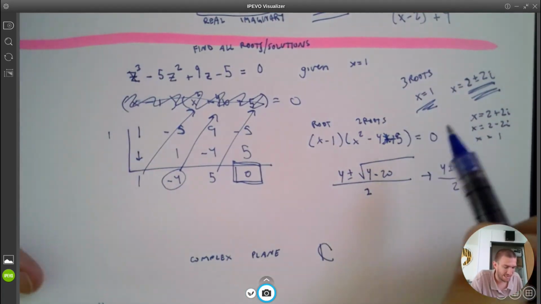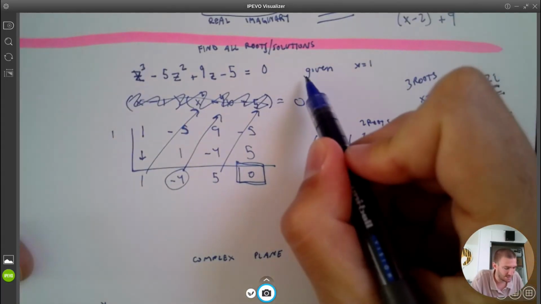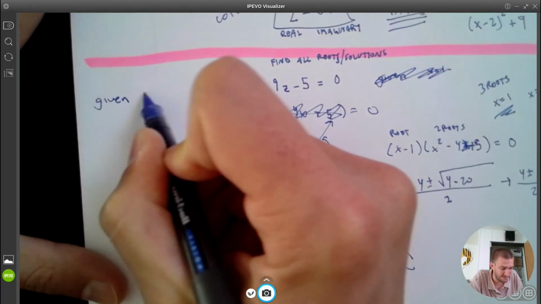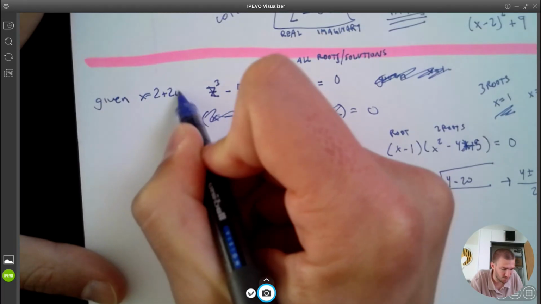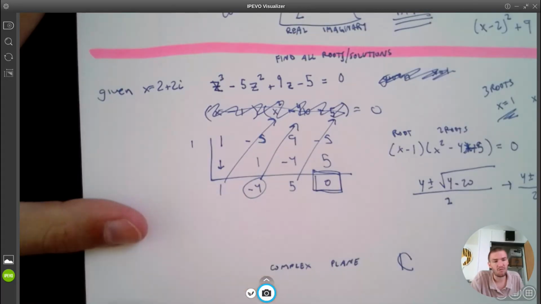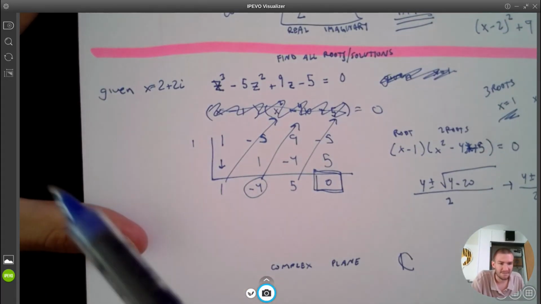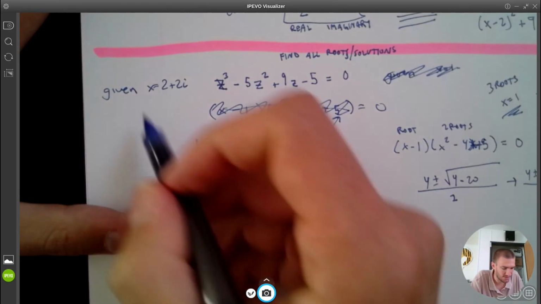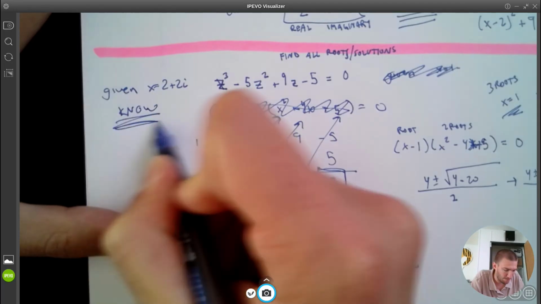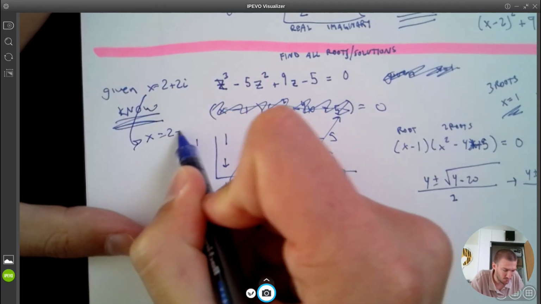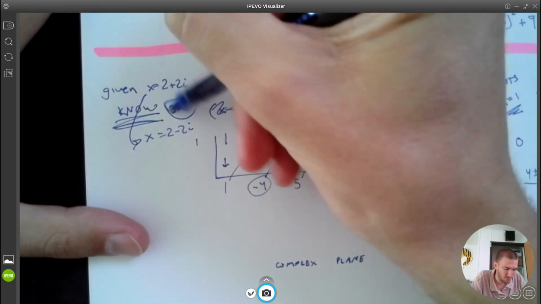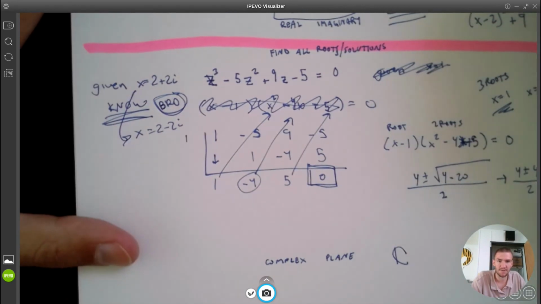Another way that they could ask this same question is they could say, instead of this, given x equals 2 plus i. Anytime you're given one imaginary root, remember they always come in these fraternal twins. They always come in these doubles. And so as soon as I'm given this, that means that I know that x equals 2 minus i has to be there, because we have to have the bro of the other imaginary number, or a complex number.